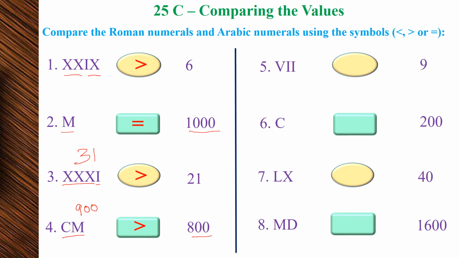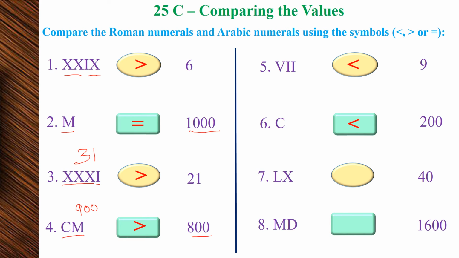Now, fifth one. It is very easy. On the left hand side, we have VII, which is 7. On the right hand side, we have 9. Therefore, 9 is greater. Sixth sum, C. We know the value for C, which is 100. On the right hand side, we have 200. So, 200 is greater.